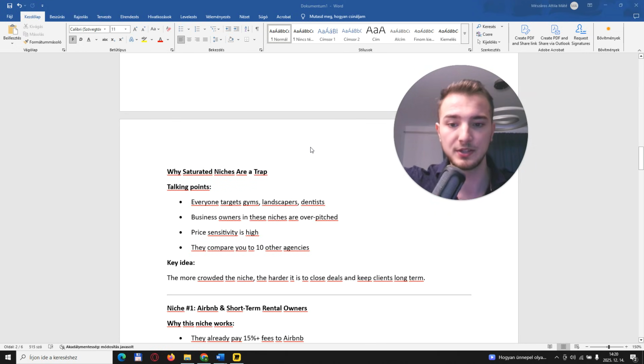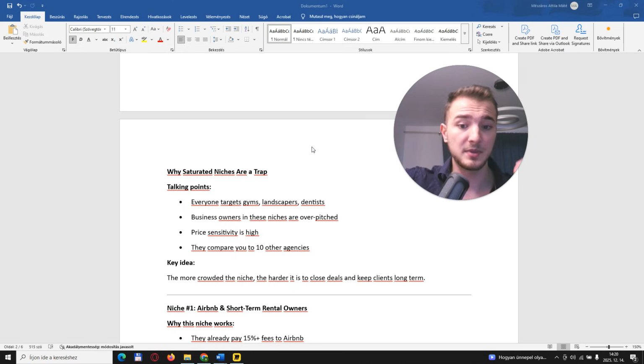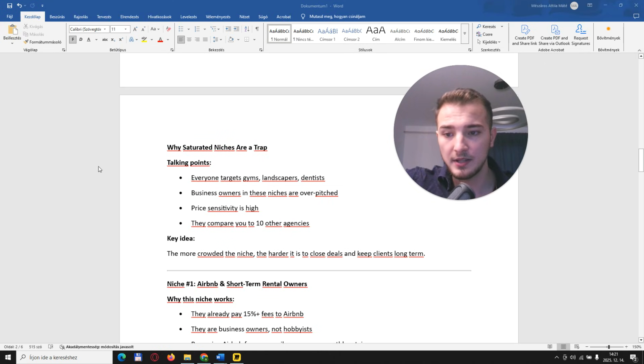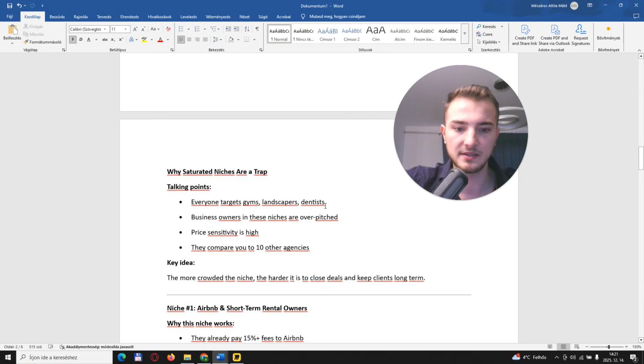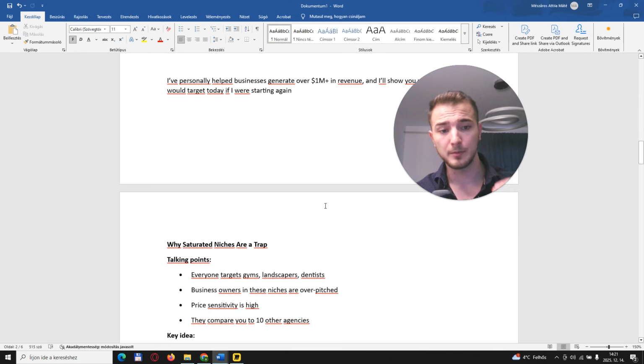Right, why saturated niches are a trap. Everyone targets gyms, landscapers, and dentists. Business owners in these niches are overpitched. Price sensitivity is high, and they compare you to 10 other agencies who have pitched them before. The key idea is the more crowded the niche, the harder it is to close deals and keep clients long term. So for every beginner who wants to start an SMM agency or freelance brand scaling or software arbitrage or software with a service, you can call it how you want, these unsaturated niches are a gold mine for beginners.